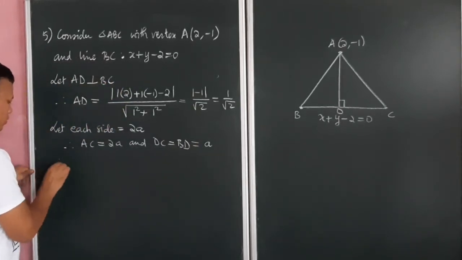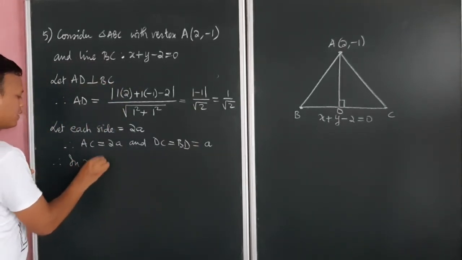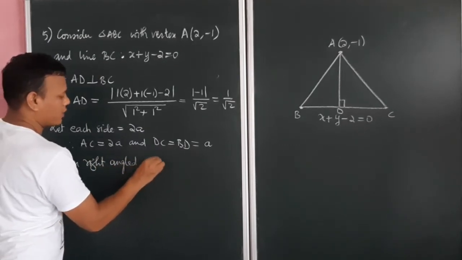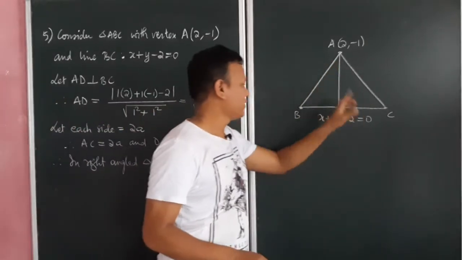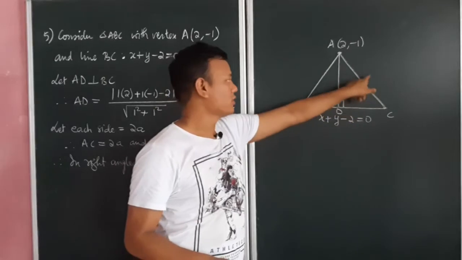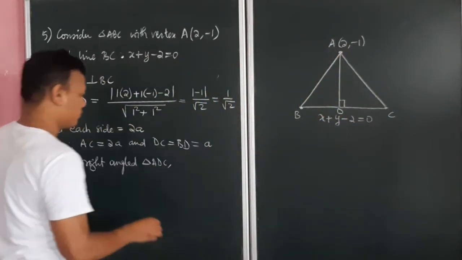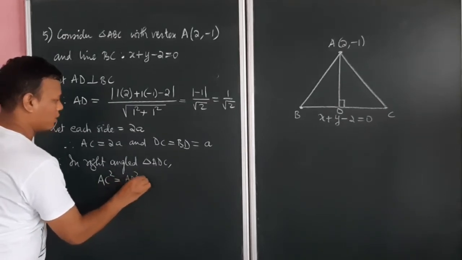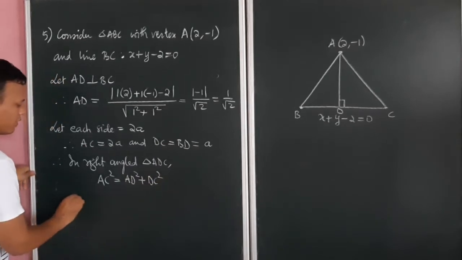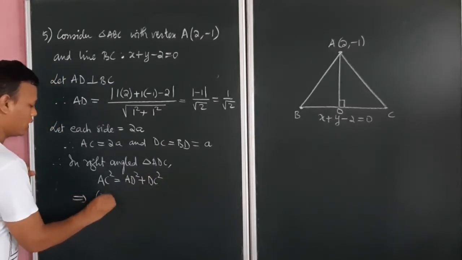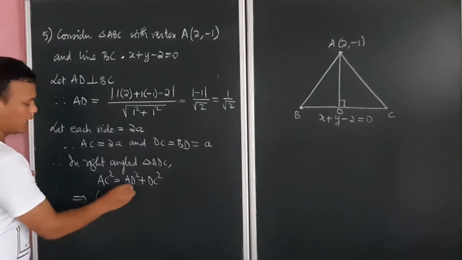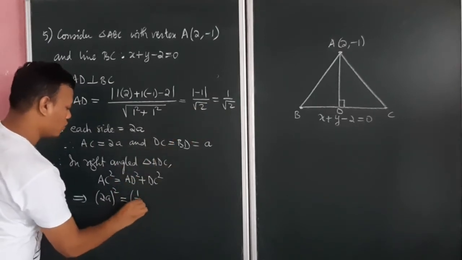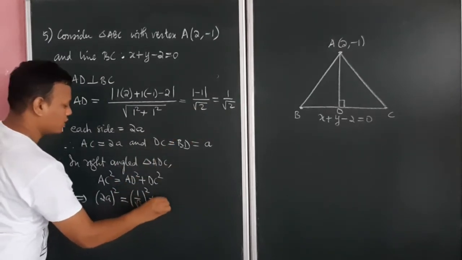Okay, so in right angled triangle ADC, we have this is 90, so side opposite to this is hypotenuse. So applying Pythagoras theorem, we have AC square is equal to AD square plus DC square. Now let us put the value. So AC is how much? AC is 2A whole square equals to AD square. AD is how much? Just now we got AD to be 1 by root 2. So we have 1 by root 2 square. DC is A, so it is A square.